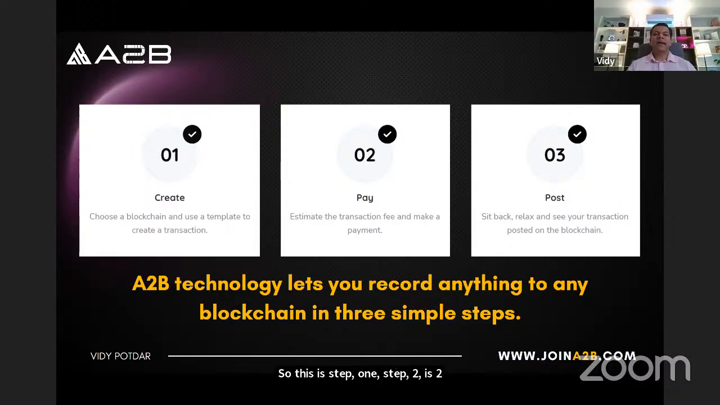Step 2 is to estimate the transaction fee and make a payment. In this case, we are also not asking you to pay using crypto. Not everyone owns crypto coins or crypto tokens. So you can make a payment directly using your credit card. So it is simple that way. And once that is done, you just sit back and relax because your transaction will be posted to the blockchain. You will get a confirmation once that is posted, and you can see that confirmation in the online dashboard.